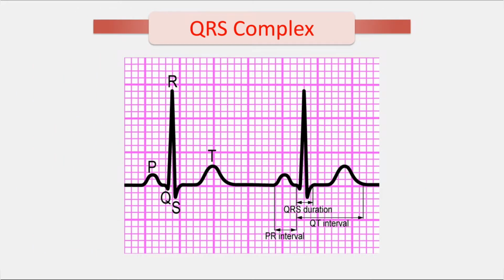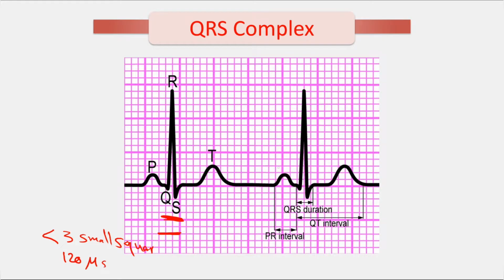The QRS complex is important to know. The QRS should be less than 3 small squares. So this is a small square. It should be less than 3 small squares, which is less than 120 milliseconds.